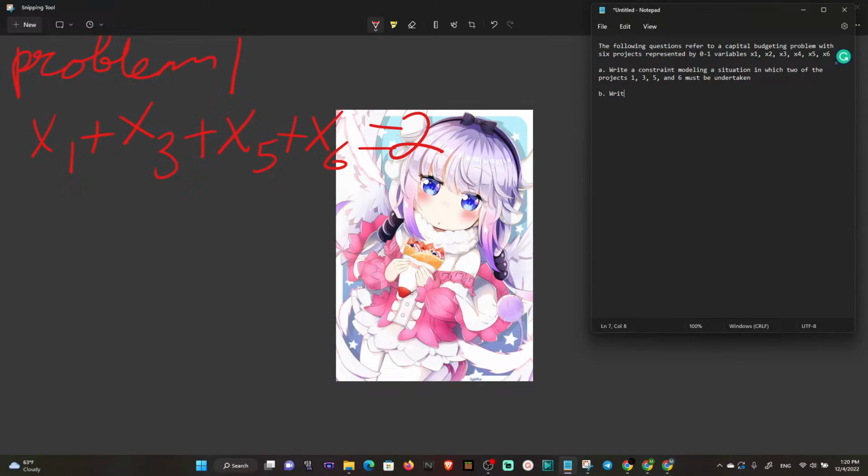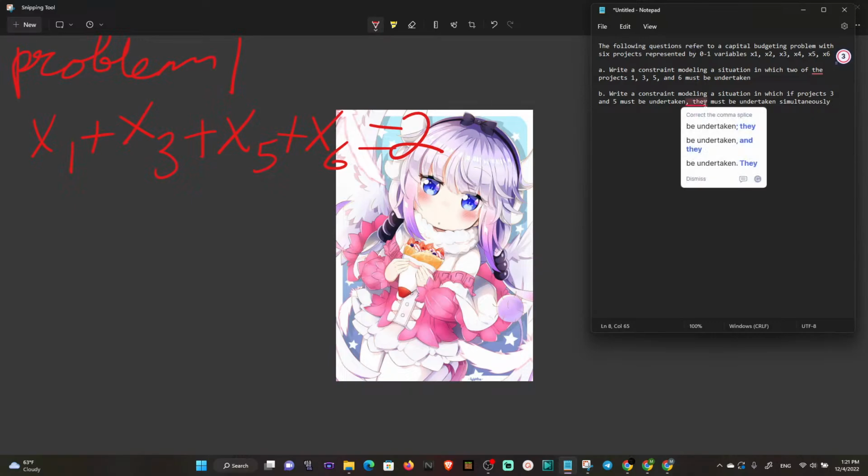B. Write a constraint modeling a situation in which projects 3 and 5 must be undertaken simultaneously. That's a weird way to phrase it. I know how to write this. Do you? It says projects 3 and 5 must be undertaken. They must be undertaken simultaneously.